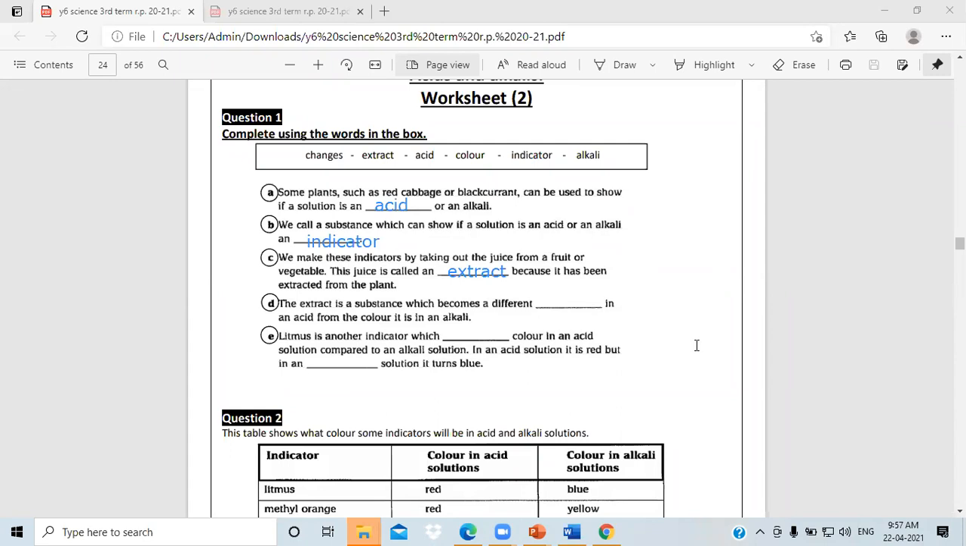Next is question D. The extract is a substance which becomes a different what in an acid from the color it is in an alkali. A different what? Yasin Abdul Hamid.